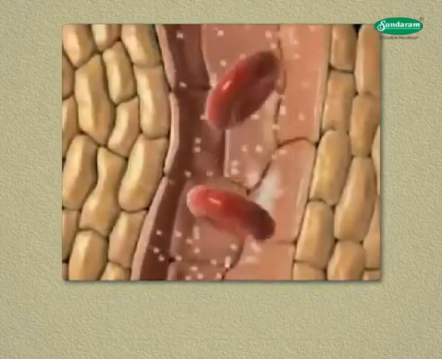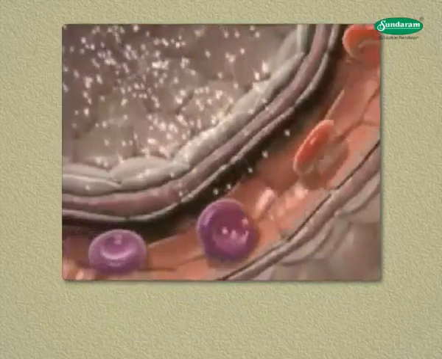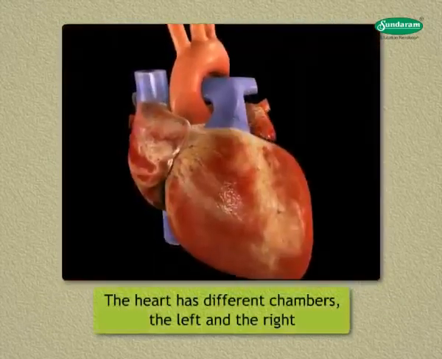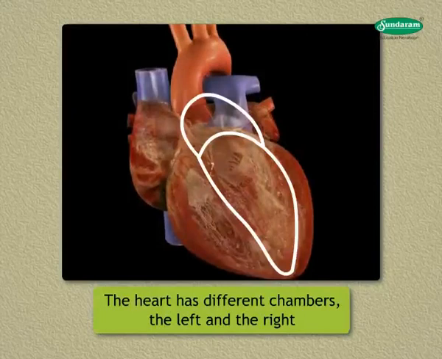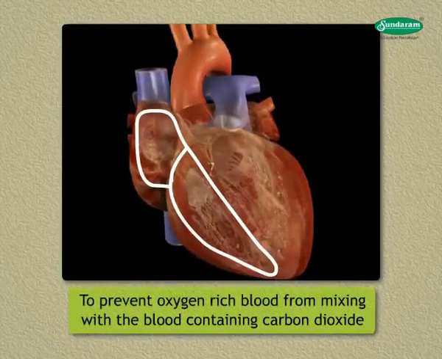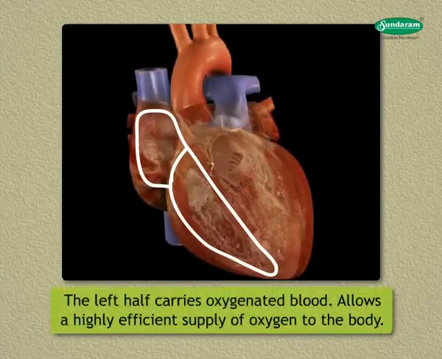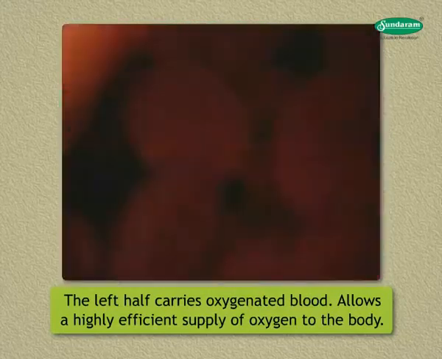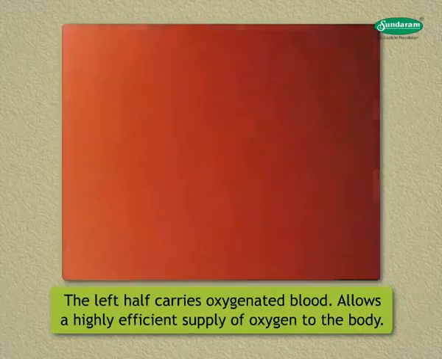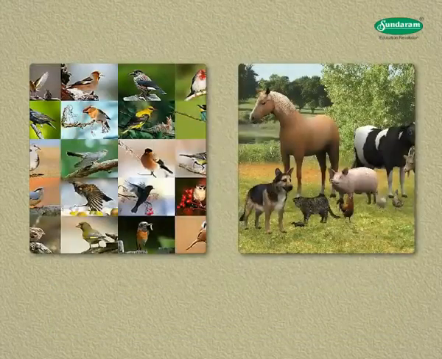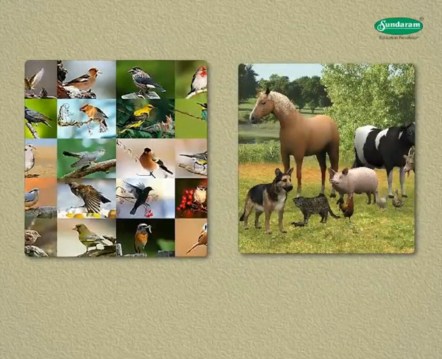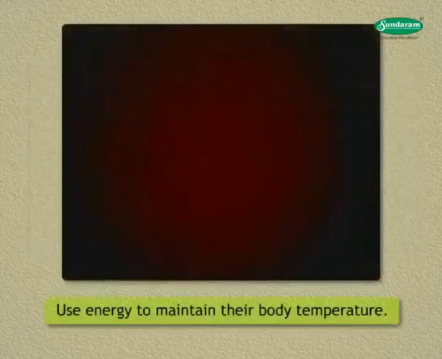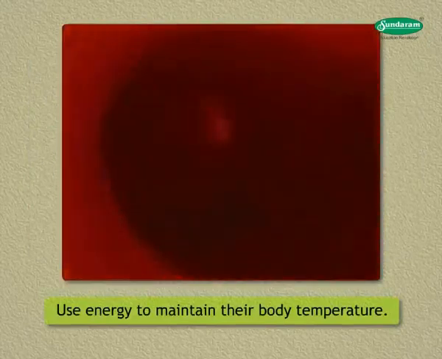As oxygen and carbon dioxide both have to be transported by the blood, the heart has different chambers, the left and the right, to prevent oxygen-rich blood from mixing with the blood containing carbon dioxide. The left half carries oxygenated blood. Such separation allows a highly efficient supply of oxygen to the body. This is very essential in animals that have high energy needs, such as birds and mammals, which constantly use energy to maintain their body temperature.